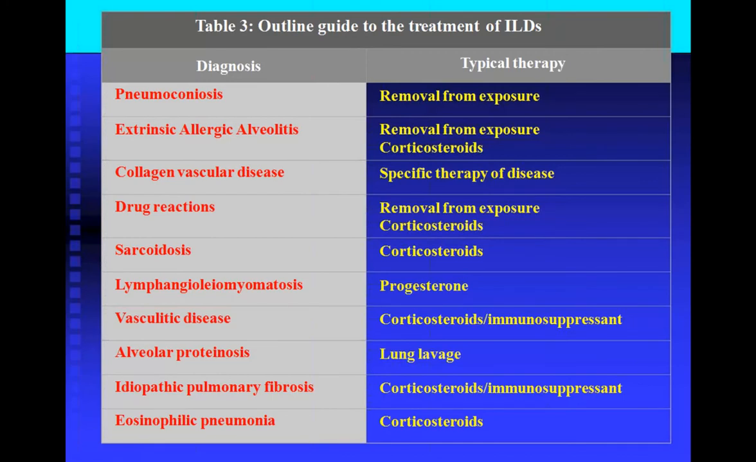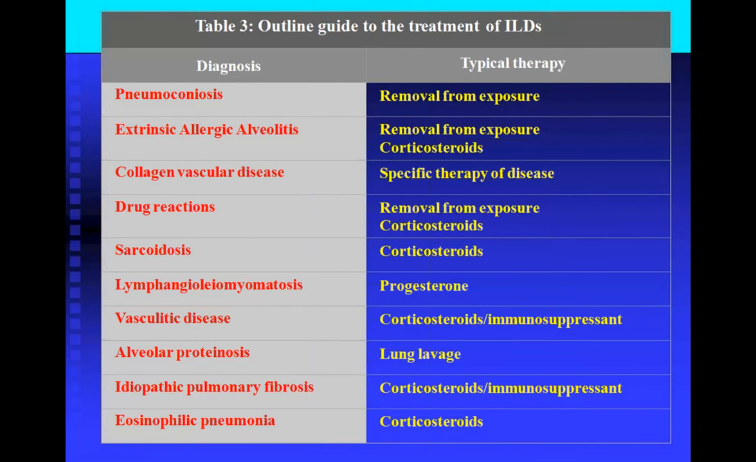In hypersensitivity pneumonitis or extrinsic allergic alveolitis, the person has to avoid exposure to birds, pets, or any other pet animals. Collagen vascular diseases or connective tissue disorders need specific therapy. We also have drug reactions, sarcoidosis, lymphangioleiomyomatosis, where progesterone is used, vasculitis diseases, alveolar proteinosis, and IPF, idiopathic pulmonary fibrosis.